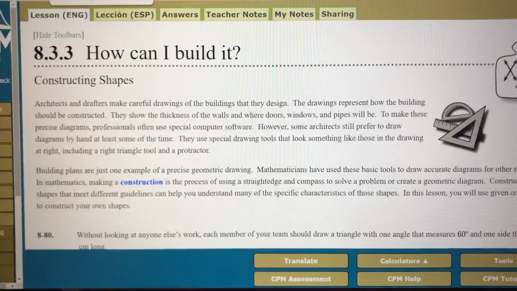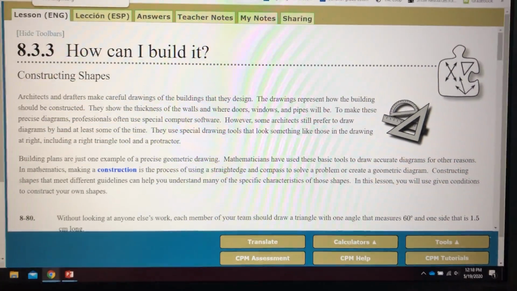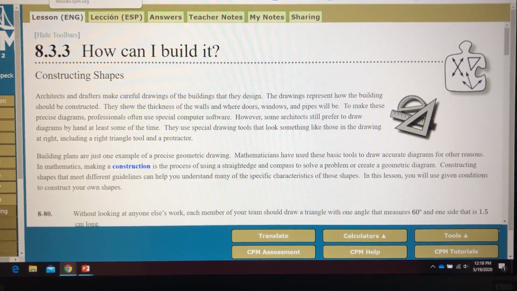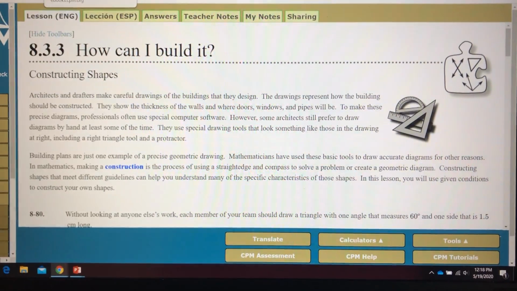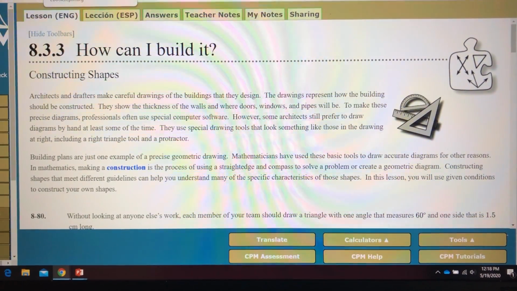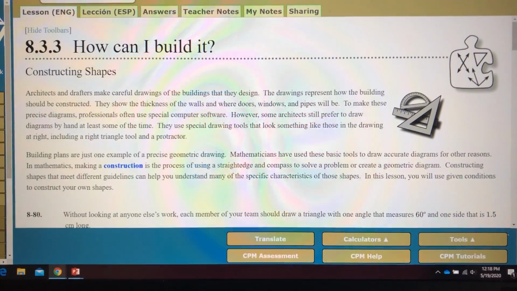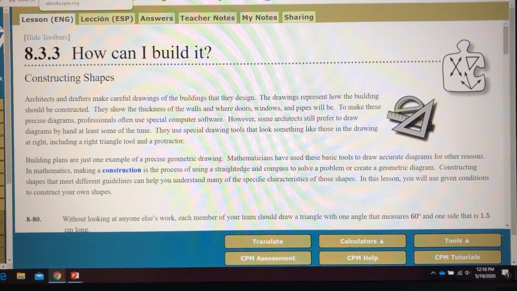Alright, so we are going to attempt to do this lesson over video, even though this is a lesson that would have been very helpful to do in our teams in the classroom. It's called 8.3.3, How Can I Build It? And it's about constructing shapes.